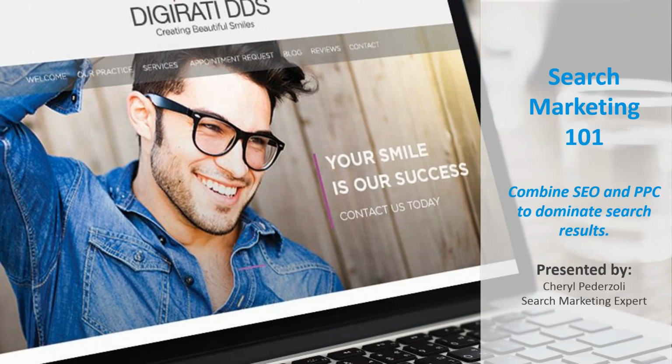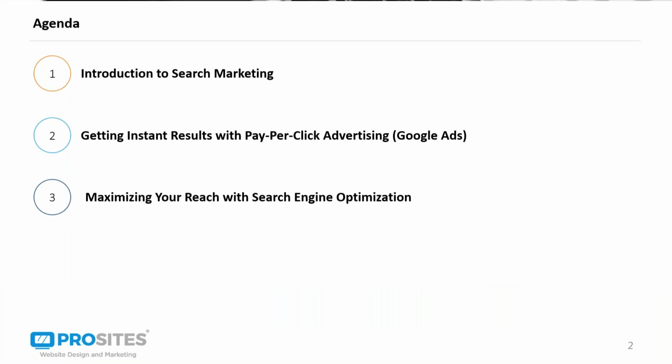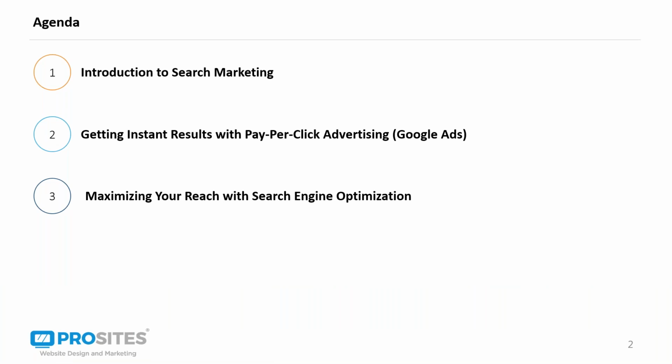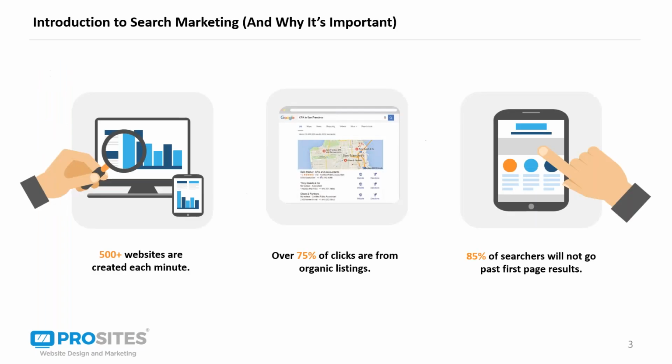Today we're going to talk about search marketing, search engine optimization, and pay-per-click, and how you can use it to dominate the search results. A couple of topics we'll touch upon: an introduction to what search marketing is, how you can get instant results with pay-per-click, also known as Google Ads, and then how you can maximize your reach with search engine optimization.